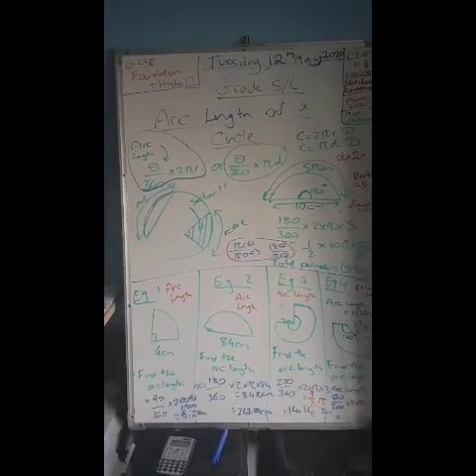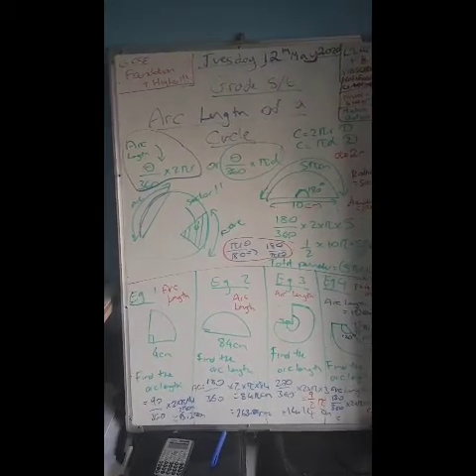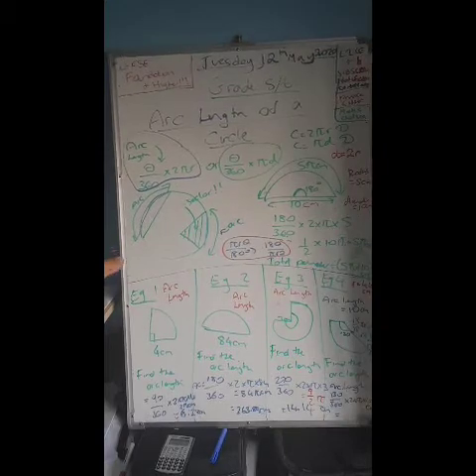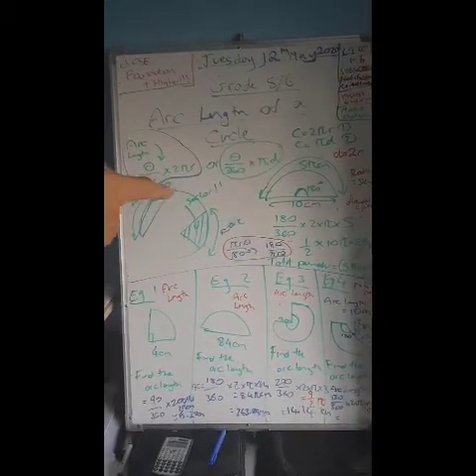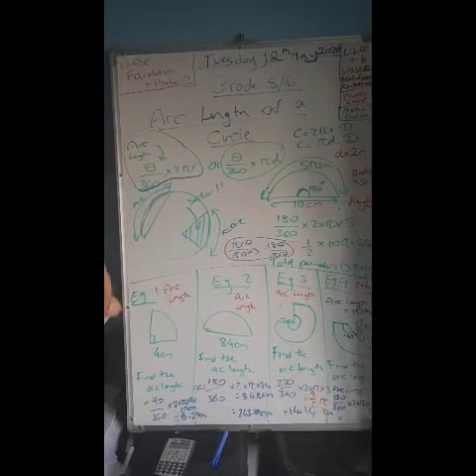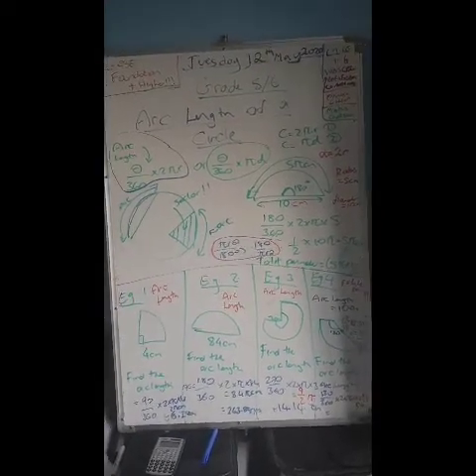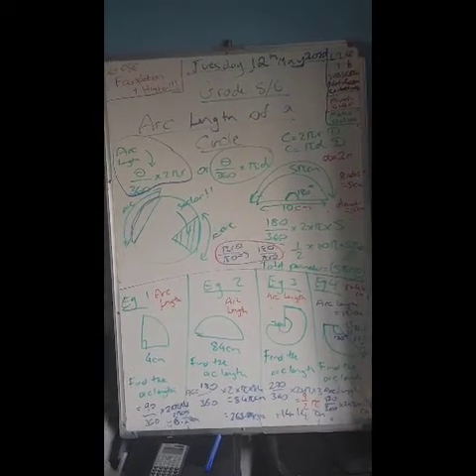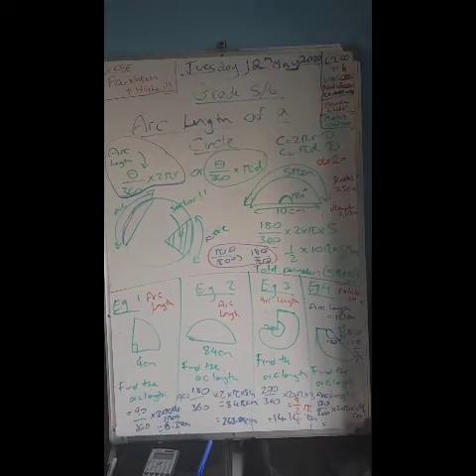Right, guys. So we're looking at the arc length. The arc length here means a section of the circle. If you look at this photo here, this is what I call an arc. It's the circular bit, a section of a circle, just a part of a circle. And we're going to look at 4 examples for today's lesson on how to calculate the arc length of a circle.